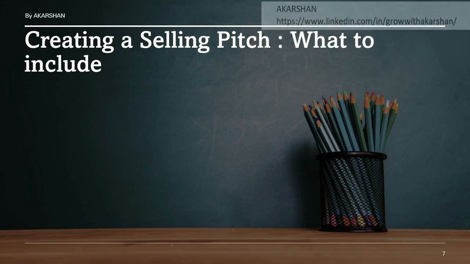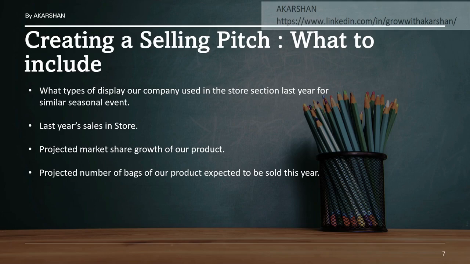So now, creating the sales pitch. This is the main part. How are we going to create the sales pitch? What to include? What type of display did our company use in the store last year for a similar seasonal event? What happened in the past? Use the Grade 5 framework here. Last year's sales, was it profitable? What was the revenue? How well did we perform? That's why we are interested, right? We performed well last year. That's why we want to continue that and make more profit.